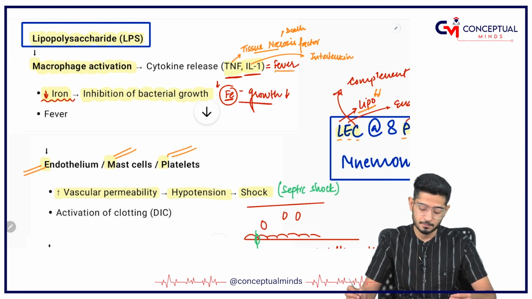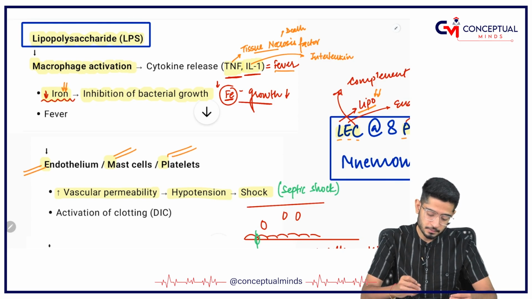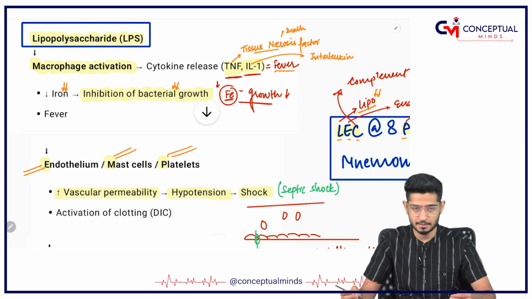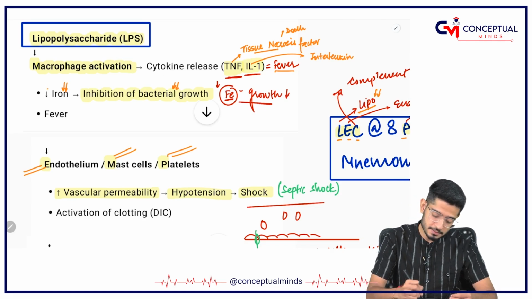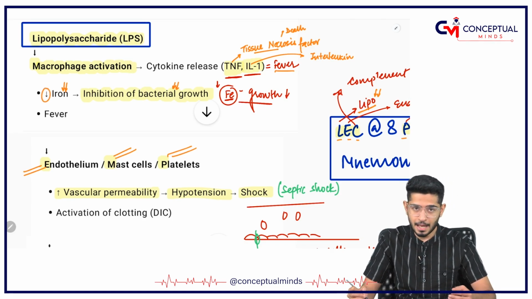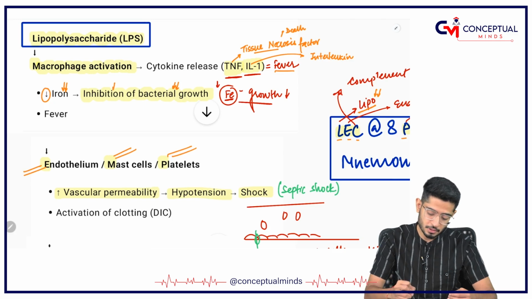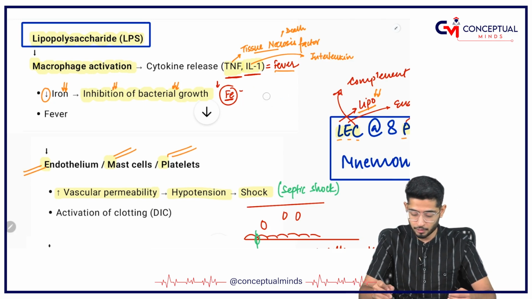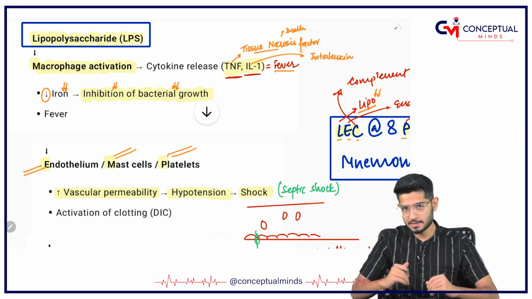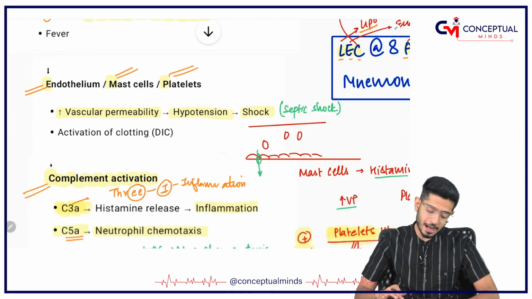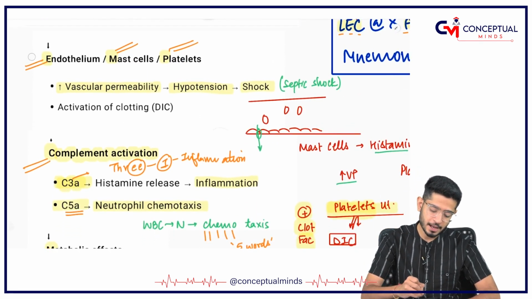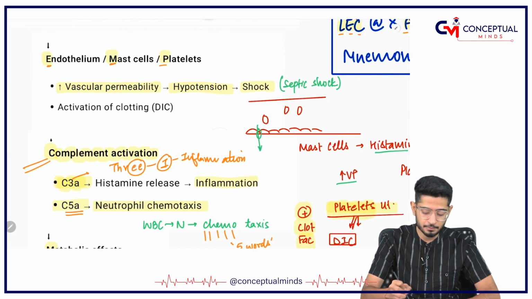Also, please understand that iron is responsible for the growth of bacteria, but lipopolysaccharide decreases the iron, and if the iron is decreased, there will be inhibition of bacterial growth. This is something you have to keep in mind. After that, it acts upon the endothelium, the mast cells, and the platelets.